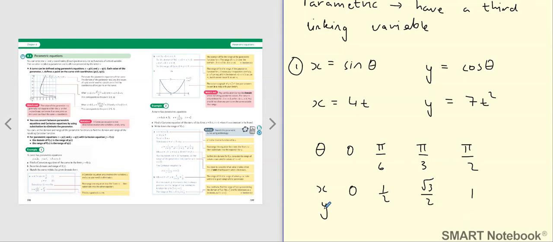And now if I think about y, we get it by doing cos of theta, and we know theta values. What's cos of 0? 1. Cos of pi over 6, root 3 over 2. Cos of pi over 3, a half, and cos of pi over 2 is 0.